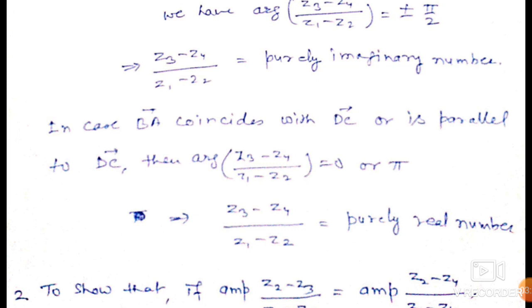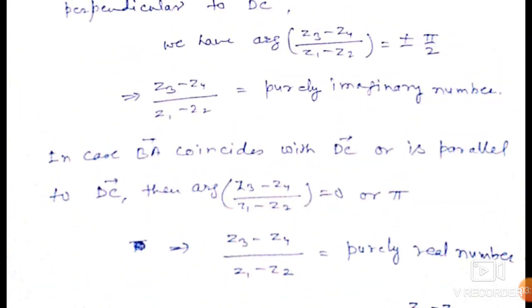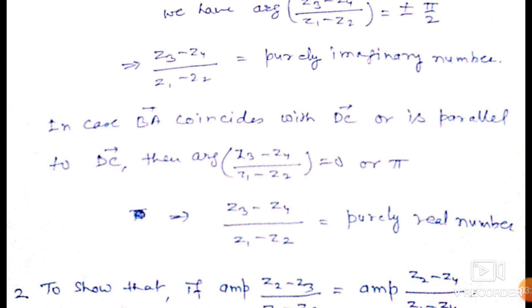In case vector BA coincides with vector DC or is parallel to vector DC, then argument of Z3 minus Z4 over Z1 minus Z2 equal to 0 or pi, which implies Z3 minus Z4 over Z1 minus Z2 is a purely real number.